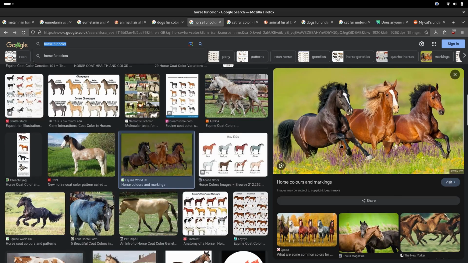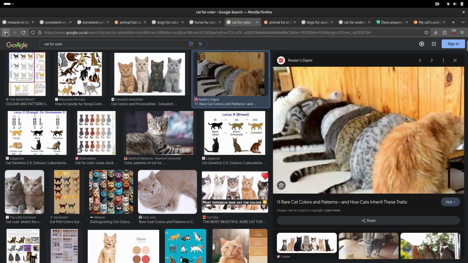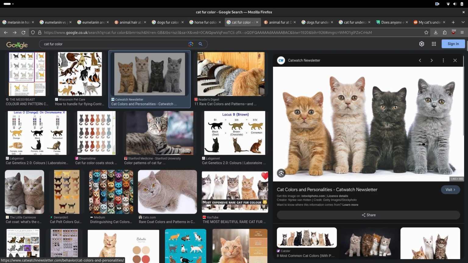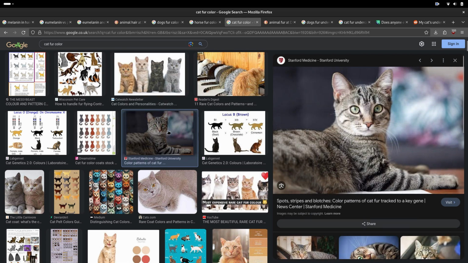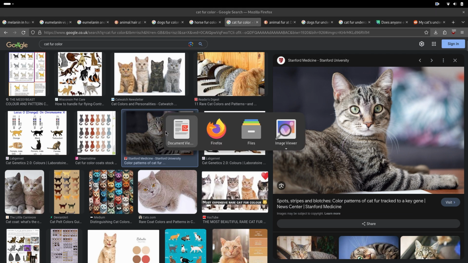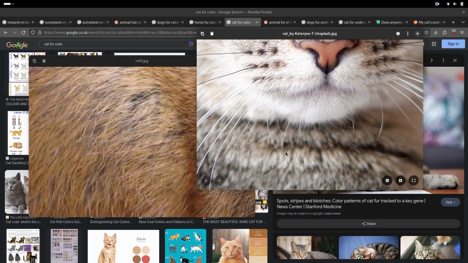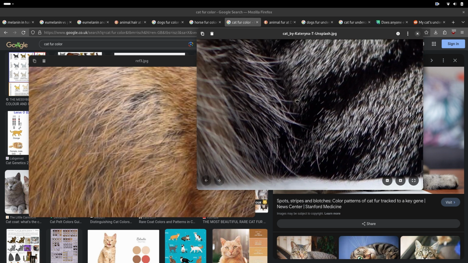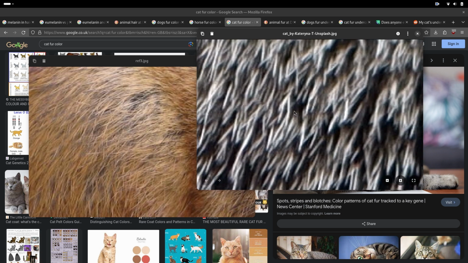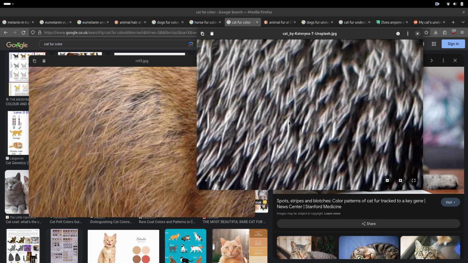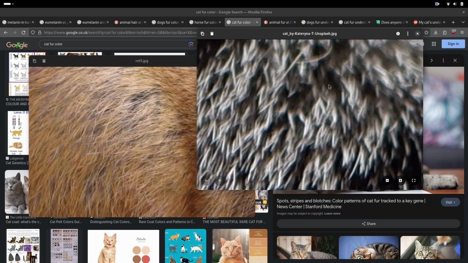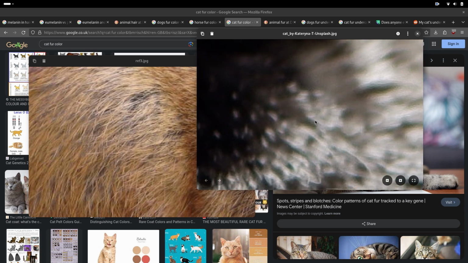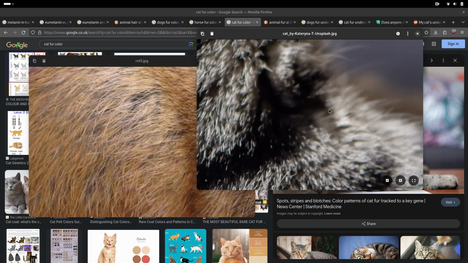Some horses, black, brown. In some cats, for example, we see that this cat looks gray, but actually it is a mix of white and black. And we can see that from much closer high-res images, where all these hairs are white at the tips. There is shadowing inside, but there is also some undercoating happening here. We can see it here.